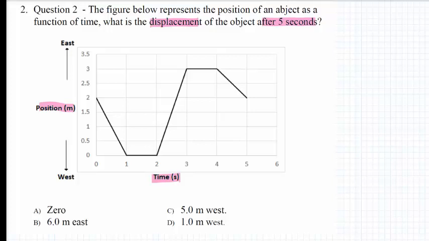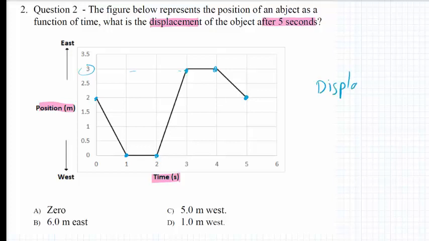And if you look here, the object starts at position 2, then it moved to position 1. For 1 second, it stopped, and then it moved to position 3. That's position 3 here. And then it stayed at the same position for 1 second, then it moved to position 2. Here he's asking about the displacement during 5 seconds.